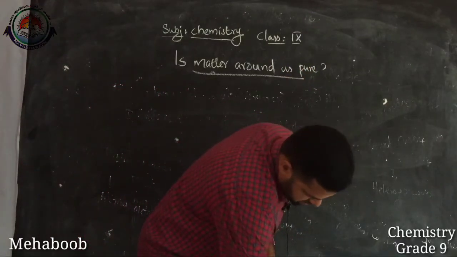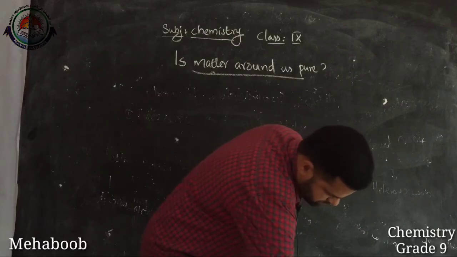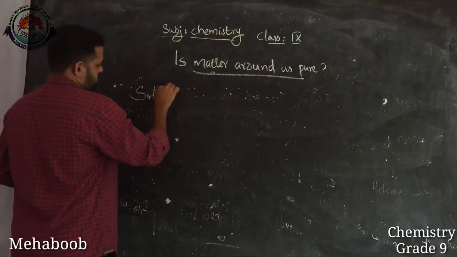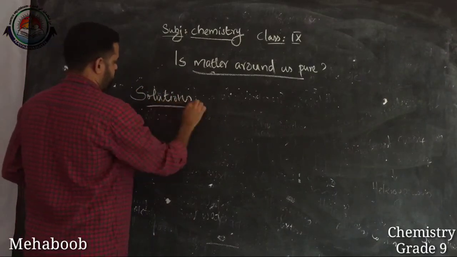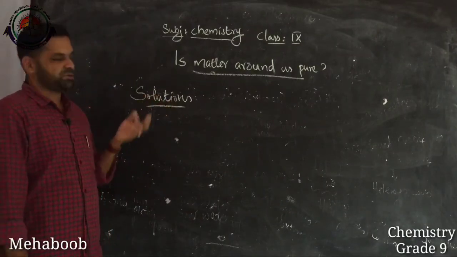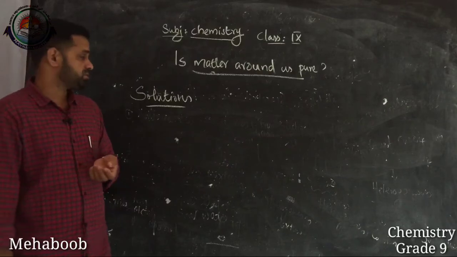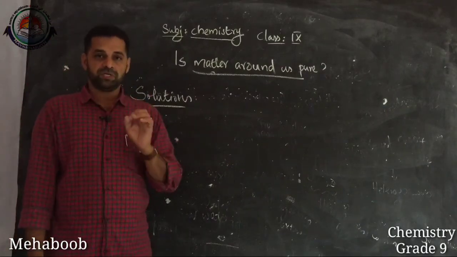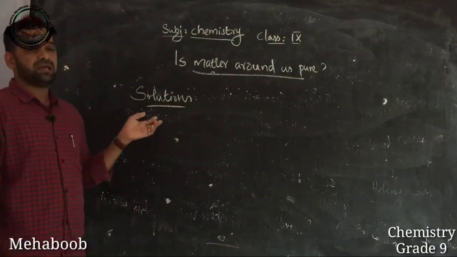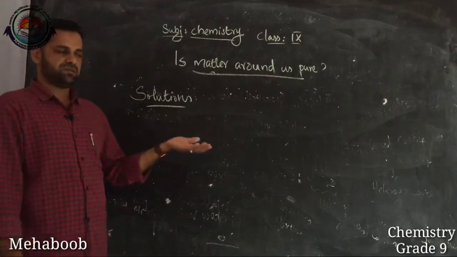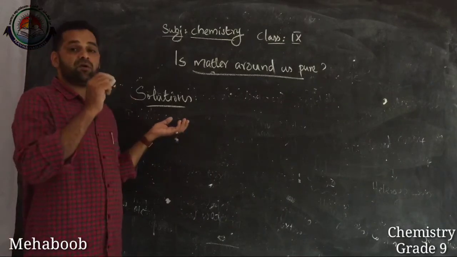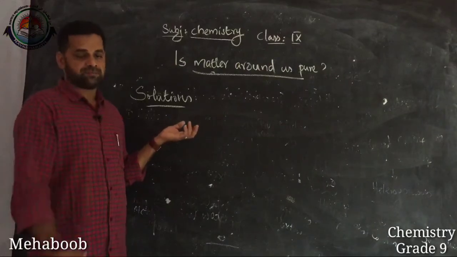Next we are going to discuss solutions. I told you that a solution is homogeneous. So what is a solution? A solution is a homogeneous mixture of two or more substances, two or more chemically non-reacting substances. In that way also we can define what a solution is. Simply we can say that a solution is a homogeneous mixture of two or more substances.